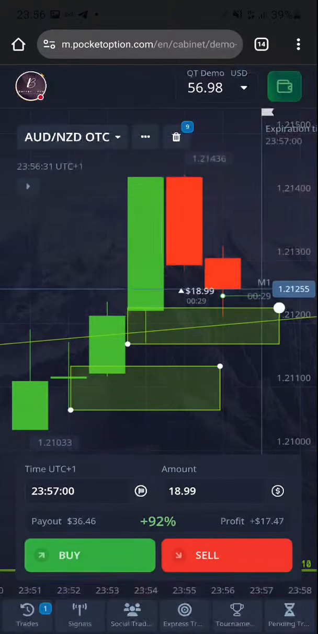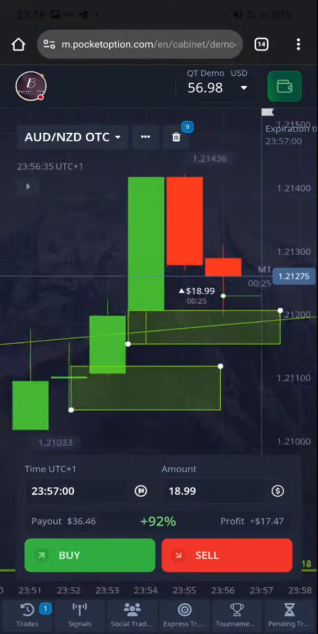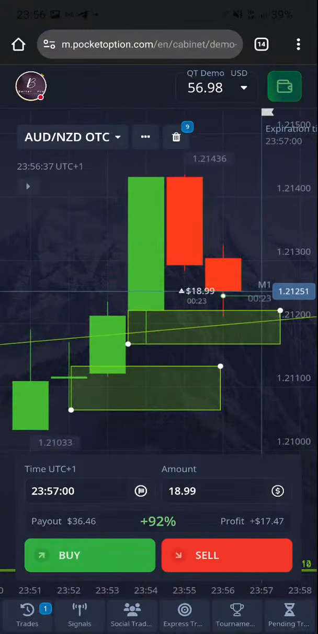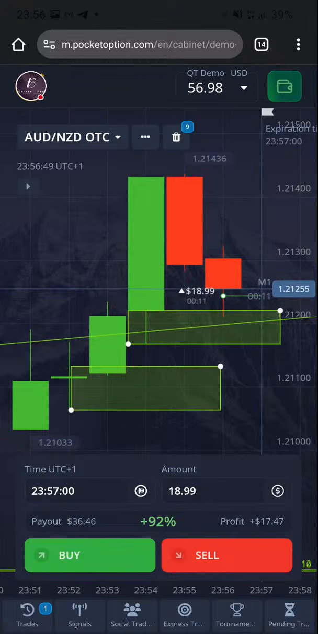Oh, I missed that entry. I wanted to take the trade down here, but the market just jumped up. I missed the entry. Come on, that was bad. That entry was not good. The entry would have been down here, inside this entry. It would have been lovely, but no problem.